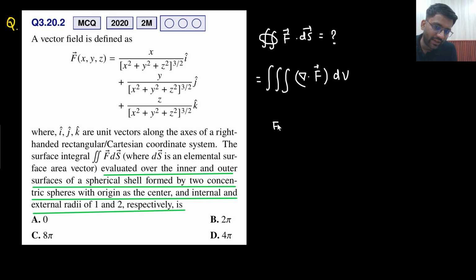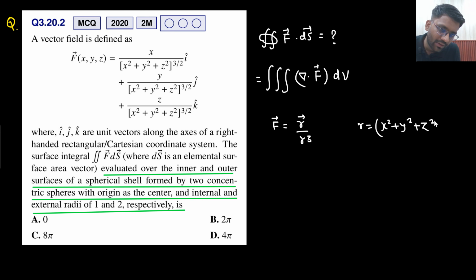Can I write down vector field f in this manner? Isn't it vector r divided by r cube? What is your r? r is nothing but (x square plus y square plus z square) to the power 1 by 2. This is your r, right? So to the power 1 by 2 to the power 3, so isn't it r cube? So your vector field f is r vector divided by r cube. Can I write it in this manner: r to the power minus 3 times r vector?